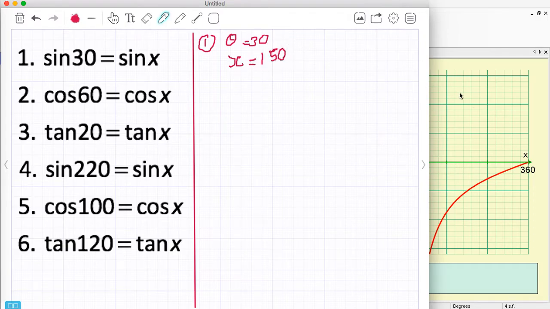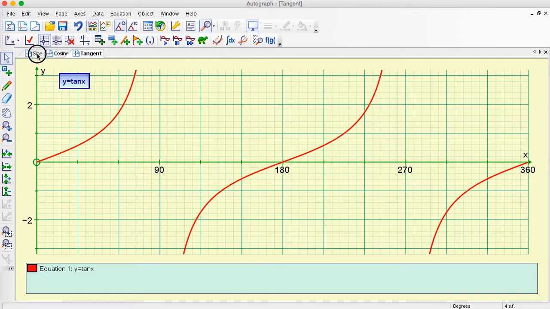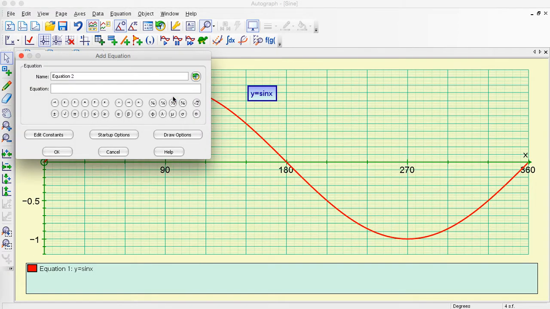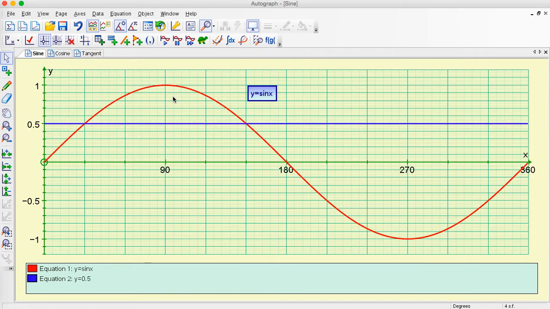Now I can also go back over here and into my sine graph. And I know the answer to this, so I'm going to type it in, and you can see here it's 30 degrees, it's 90, so this line here must be 30, and the corresponding one here is another 30.